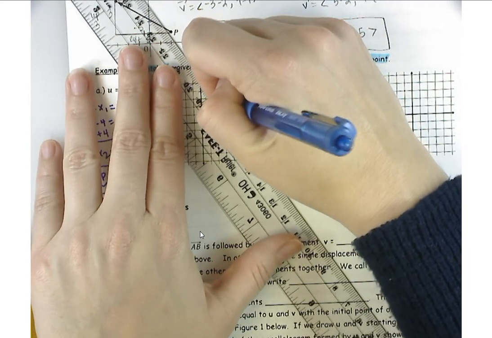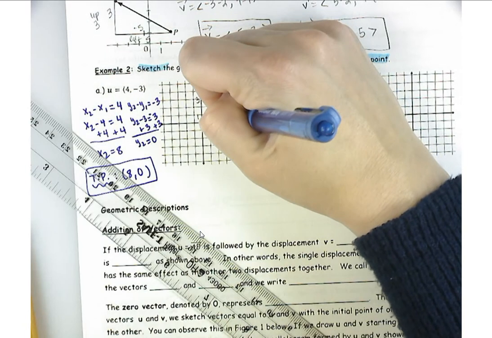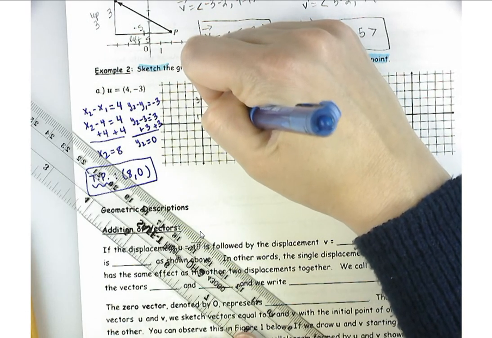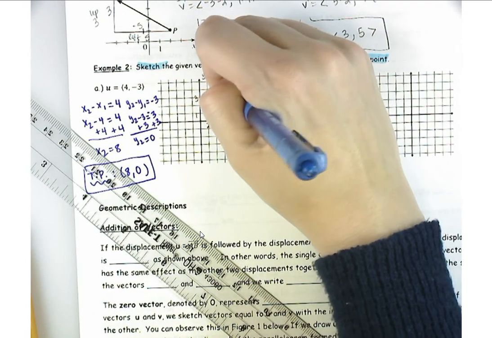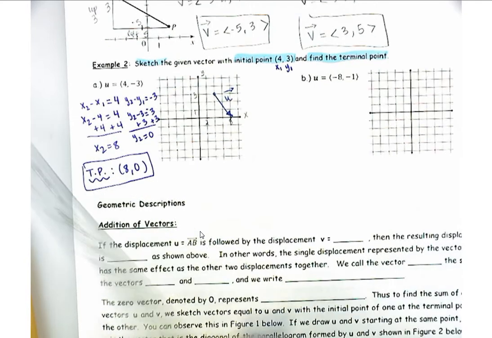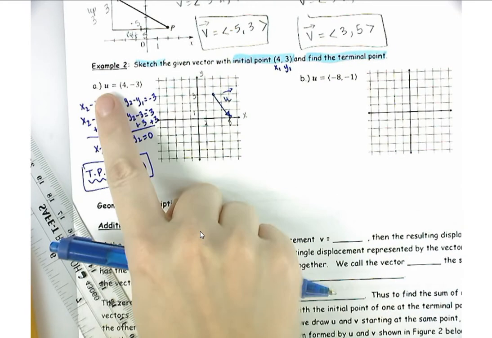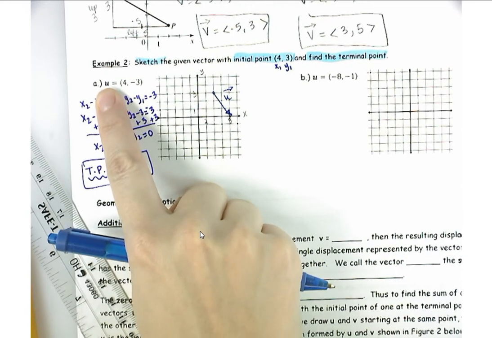And when you draw your arrow, you don't want it to be above the point. Okay, it's pointing at the terminal point. And then you're going to label that as your vector u. Okay, and you're labeling it as u because that's what it's given as, u.